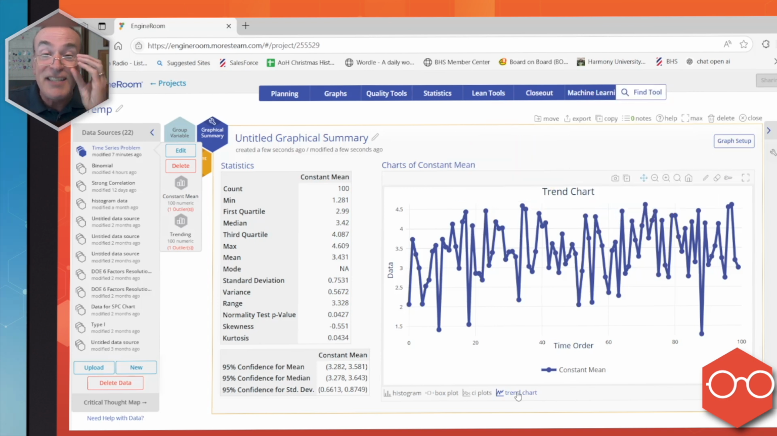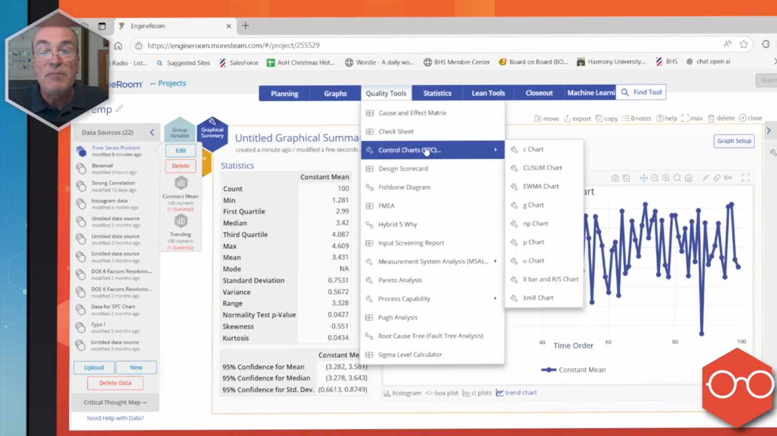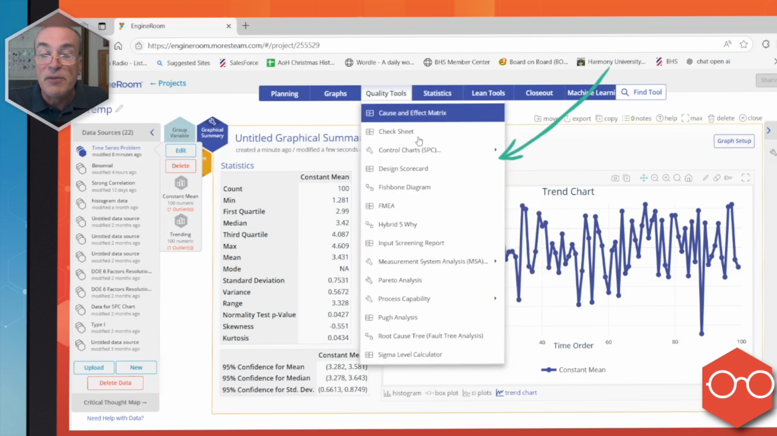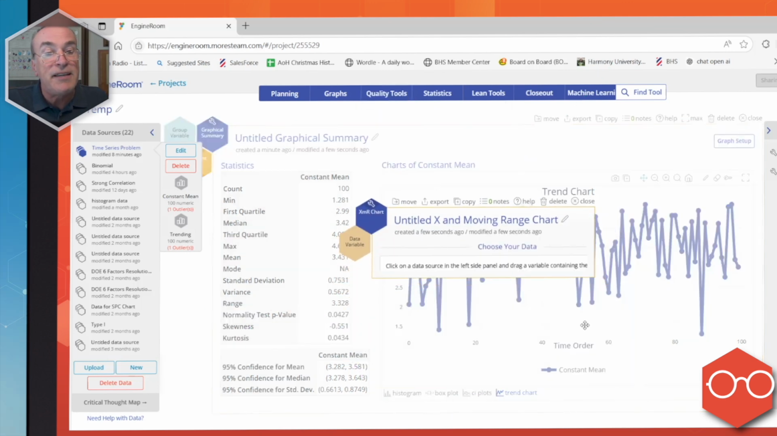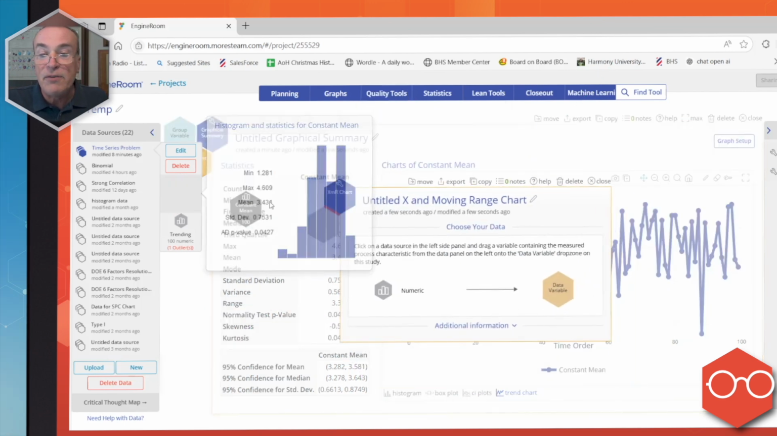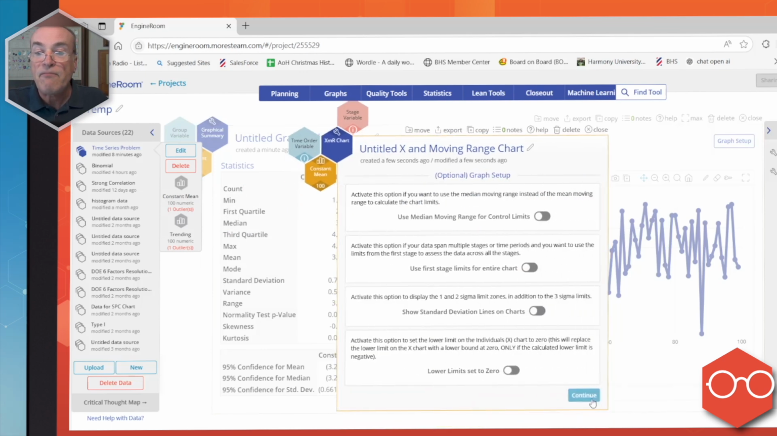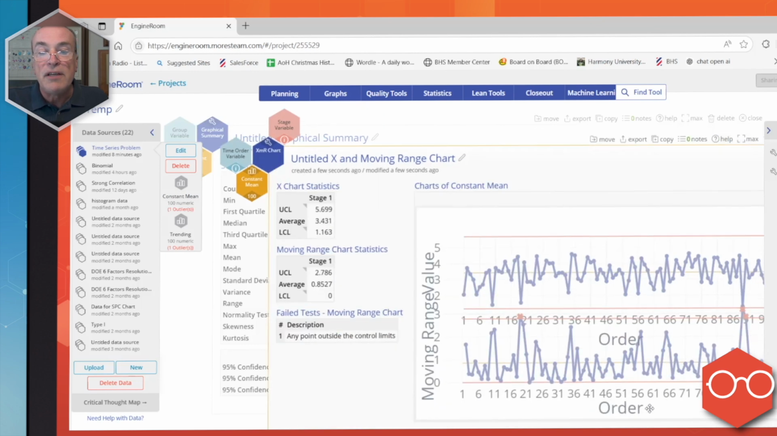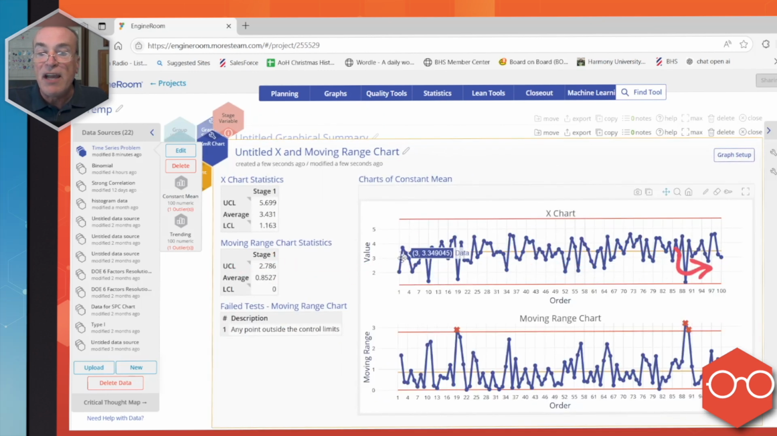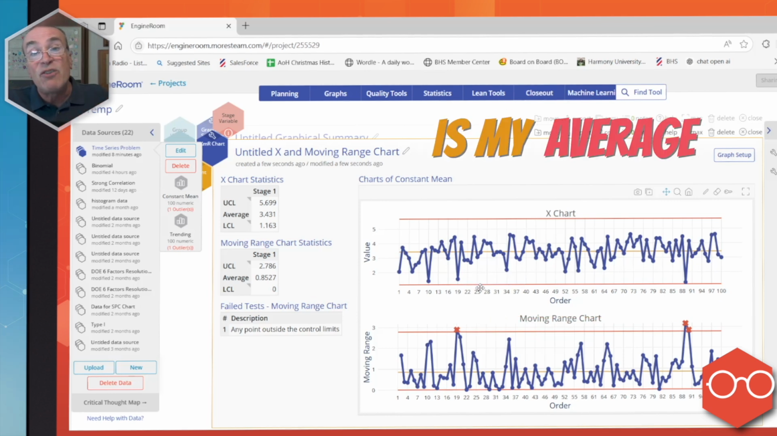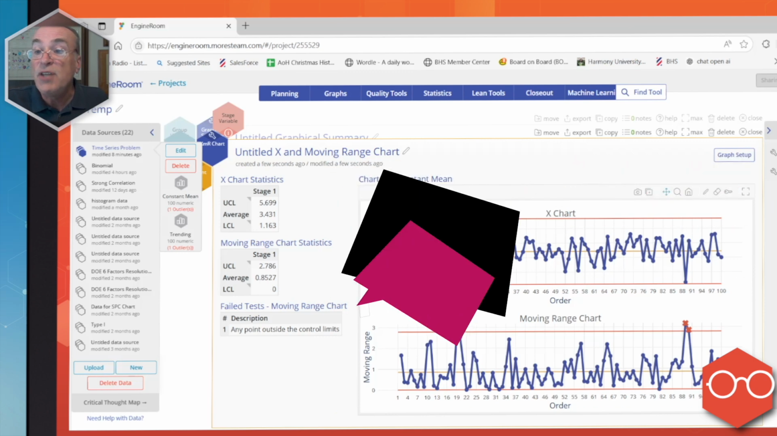But we could also statistically verify that if we go up to quality tools, control charts, X moving range chart. I moved my mouse too quickly. I could put that value over here and we can get a control chart real quick. And we can look, it plots that average over time, and it doesn't look like we have any trends or shifts. We've got a couple of points on the moving range chart that pop out, but overall, is my average stationary over time? The answer is yes.